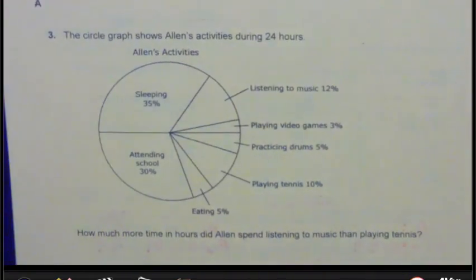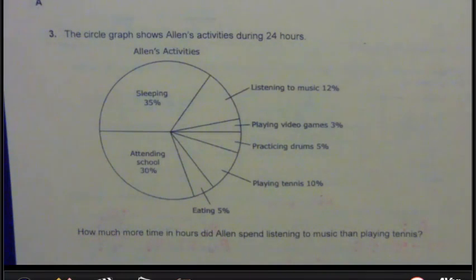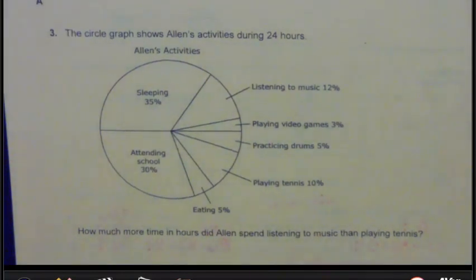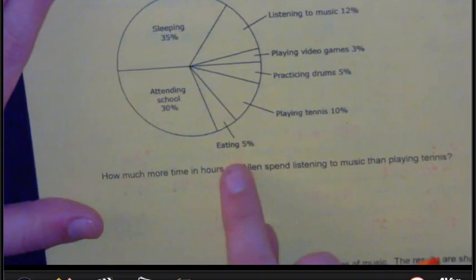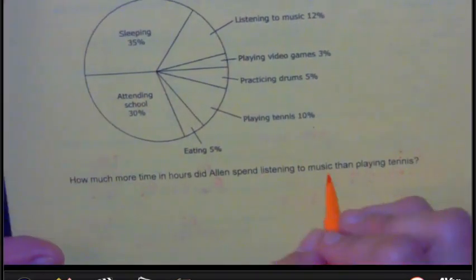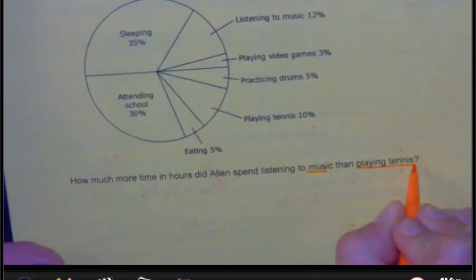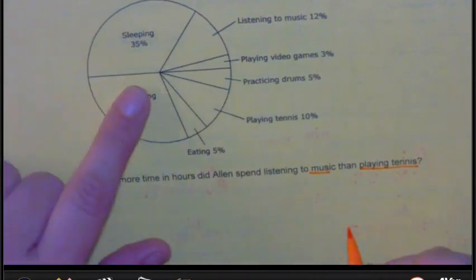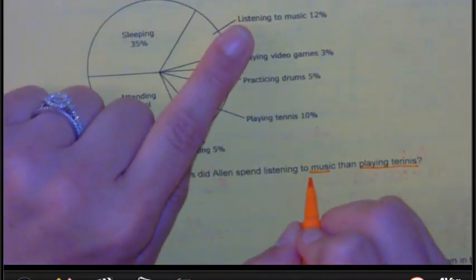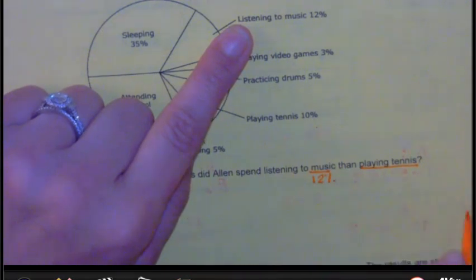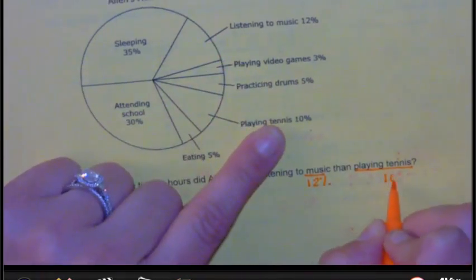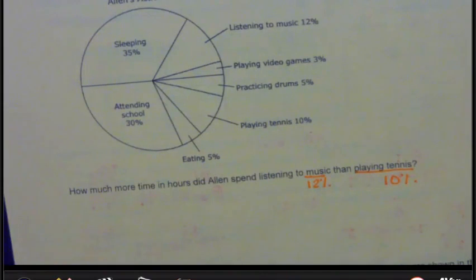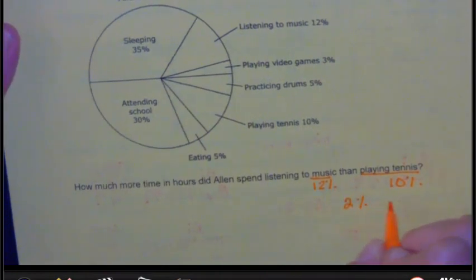All right, number 3. The circle graph shows Alan's activities during 24 hours. So it's got the percentages. How much more time in hours did Alan spend listening to music than playing tennis? Okay, so for music, he was listening to that 12% of the time. Playing tennis, he played tennis 10% of the time. Okay, now how much more percent did he do listening to music than playing tennis? Well, he was listening to music 2% more than tennis.